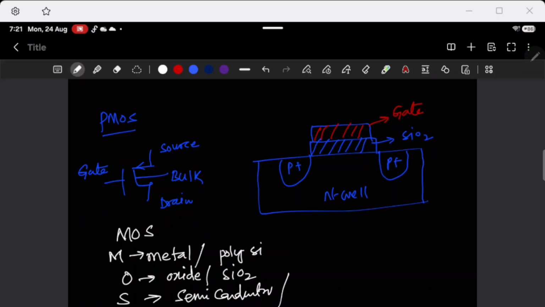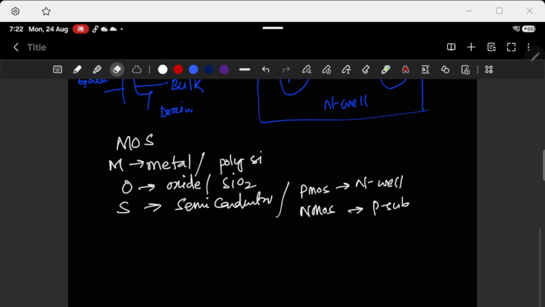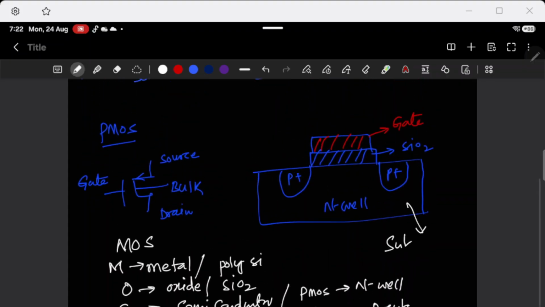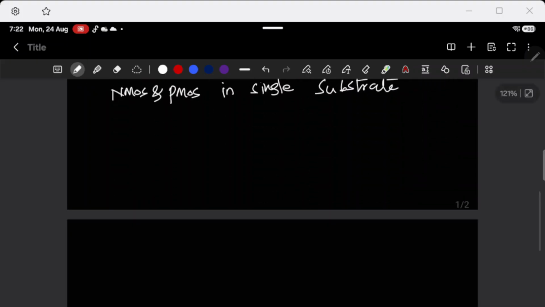So this is based on whether it is PMOS or NMOS. In case of PMOS, it is N-well. In case of NMOS, it is P sub. Okay. So now we want to realize both NMOS and PMOS in a single substrate. By the way, this is also called substrate or bulk. So that we need to realize in a single substrate.